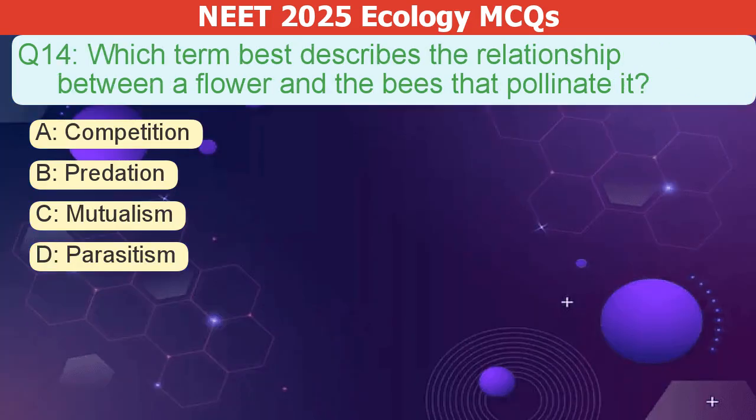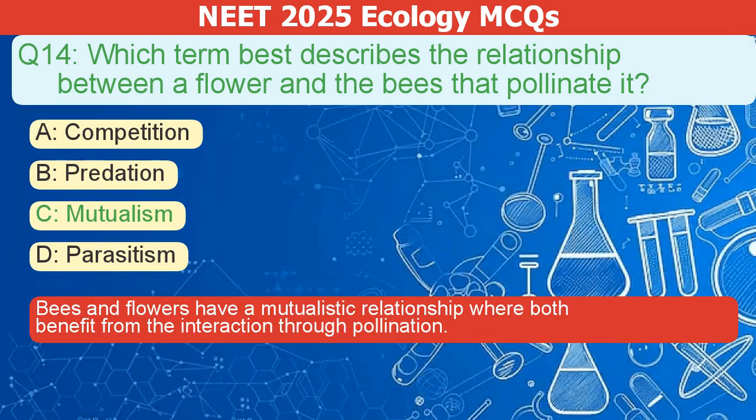Which term best describes the relationship between a flower and the bees that pollinate it? A. Competition. B. Predation. C. Mutualism. D. Parasitism. The correct answer is C. Bees and flowers have a mutualistic relationship where both benefit from the interaction through pollination.